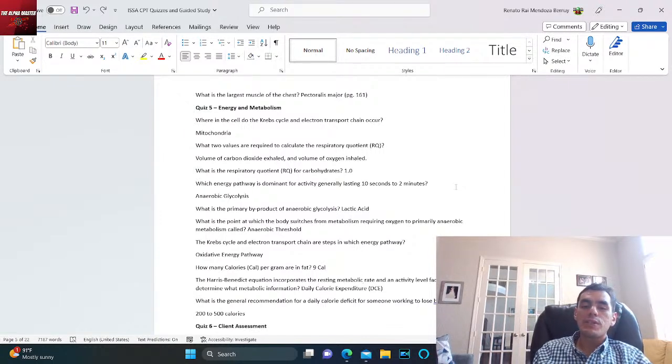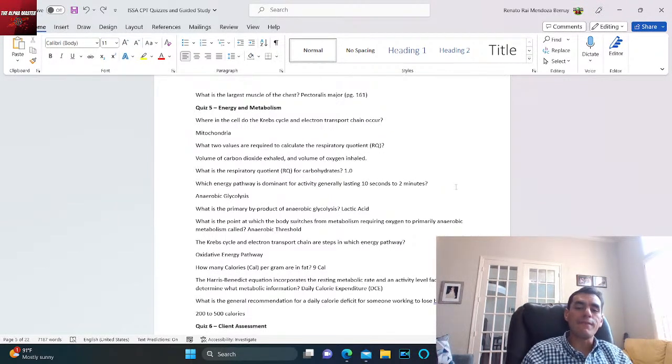The Harris-Benedict equation incorporates the resting metabolic rate and an activity level factor to determine what metabolic information: the daily caloric expenditure, the DCE.